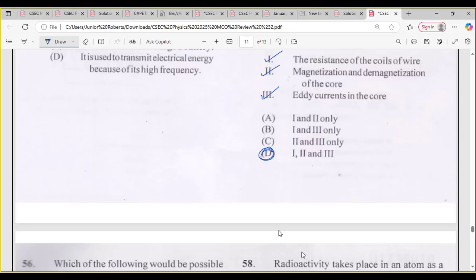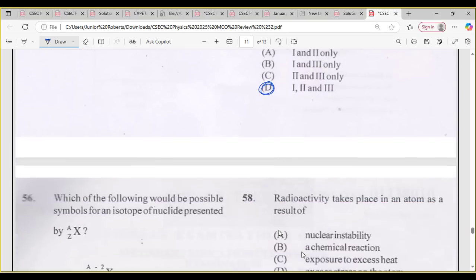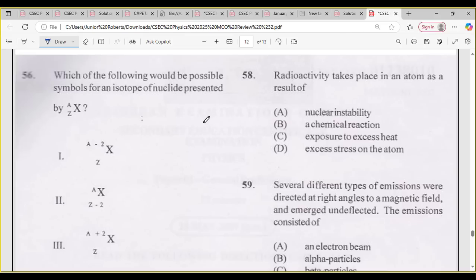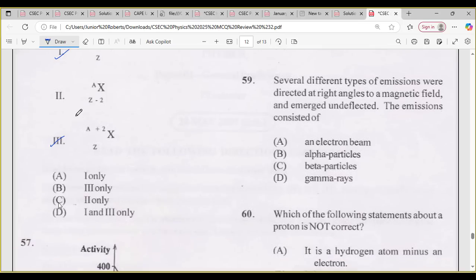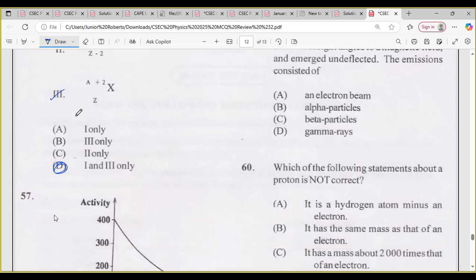All right, good. So that's 55. 56 now says, which of the following would be possible symbols for an isotope of the nuclide represented by this? So we're looking for the one where Z is the same, which is this one and this one. So 1 and 2 only. So that's going to be D.